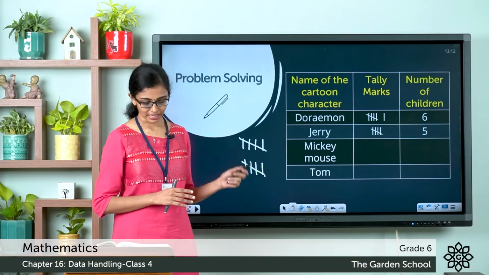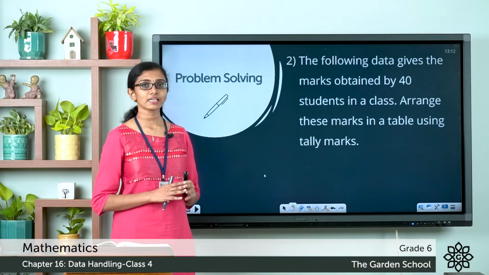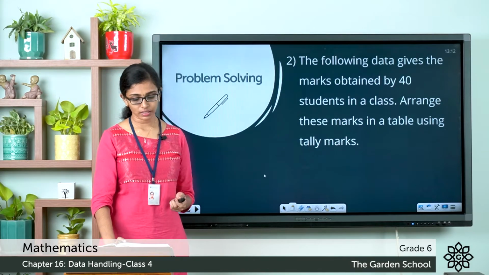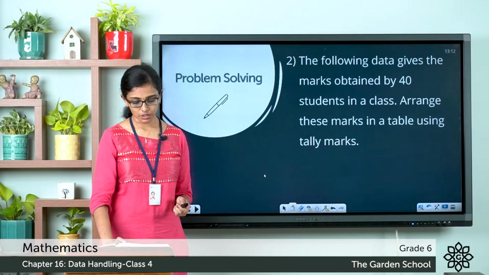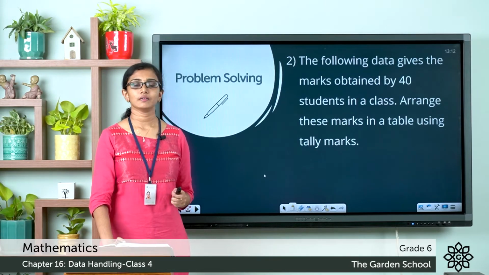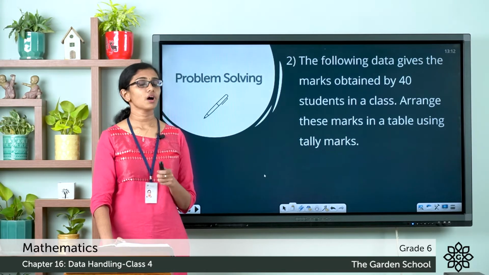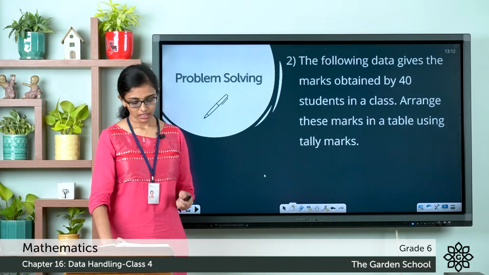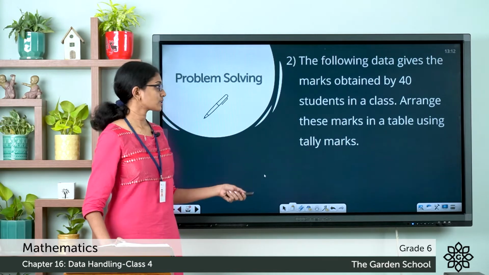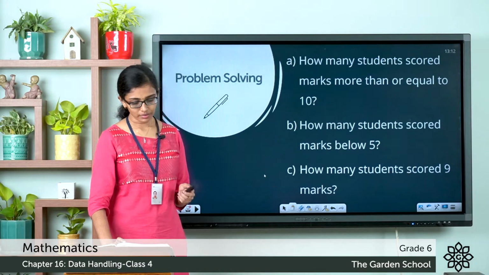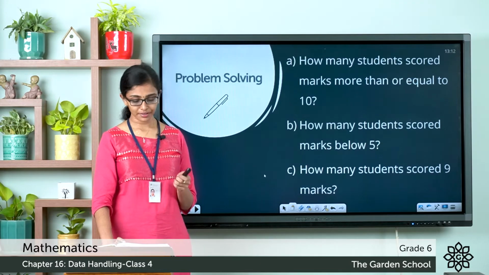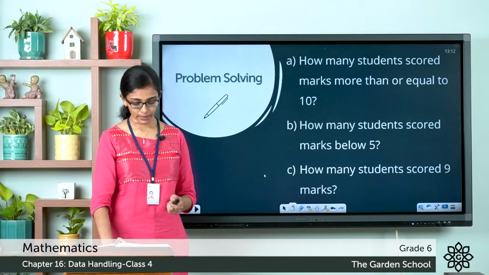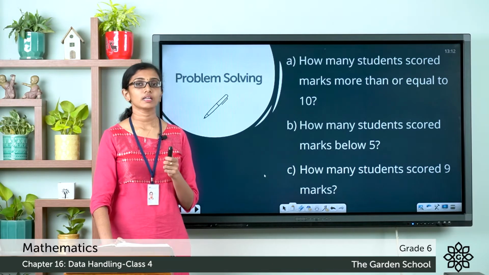Let's move on to the next question, question number 2. It says the following data gives the marks obtained by 40 students in a class. Arrange these marks in a table using tally marks. So here also you are given some raw data. Now the data were collected from 40 students in a class. Here there are 3 questions associated with this. The first one, how many students scored marks more than or equal to 10? How many students scored marks below 5? And how many students scored 9 marks?